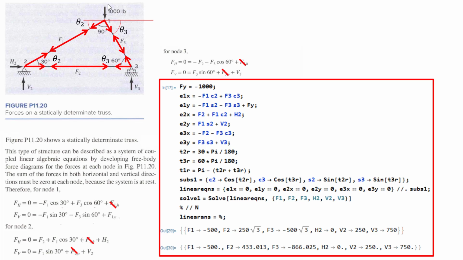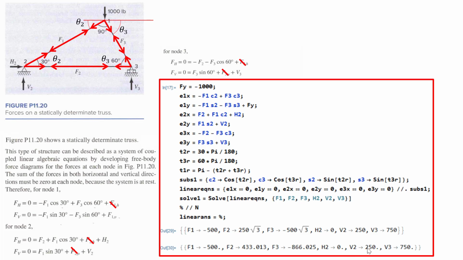I've only got this 1,000 pound force pushing down. And if I think about it, there really would be no reason to have a horizontal load. I only need to support that 1,000 pounds, and the V2 and the V3 will do that. The H2 should be 0.